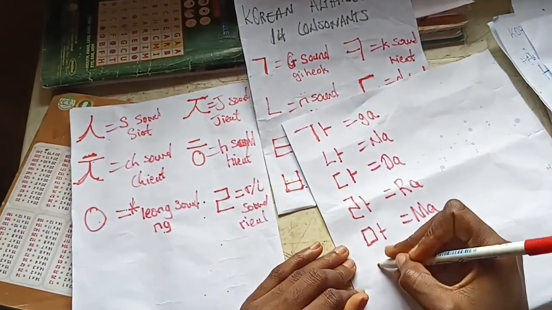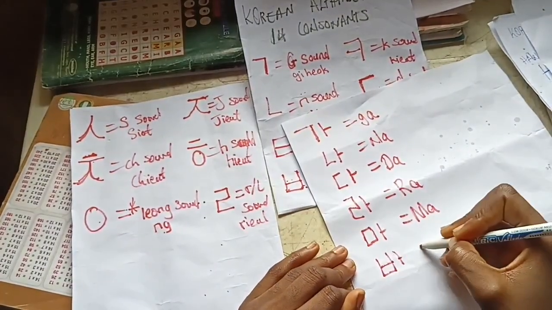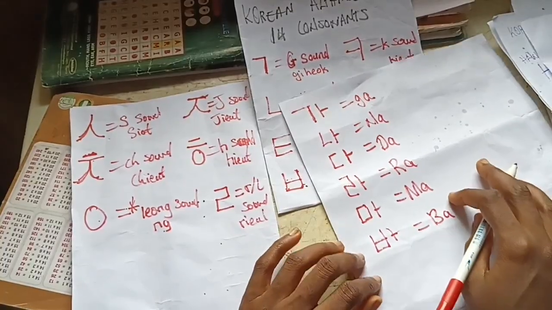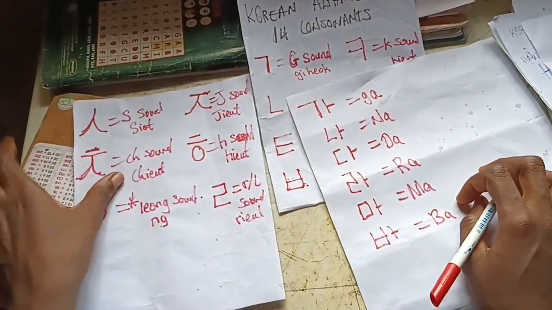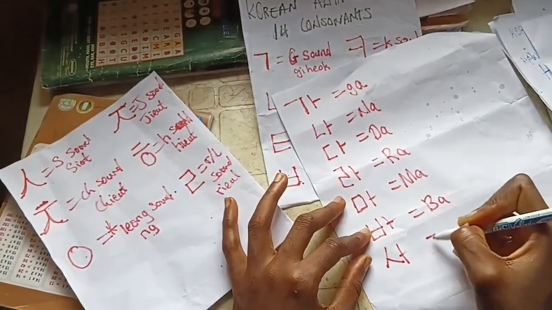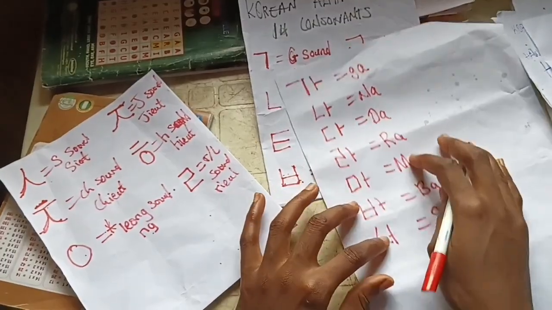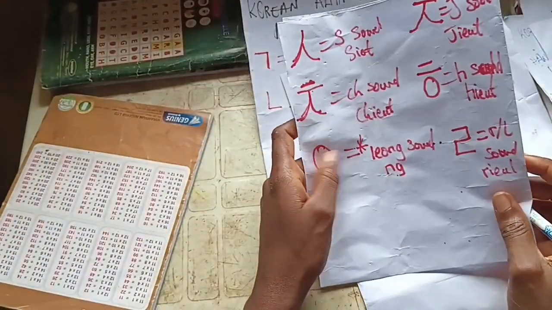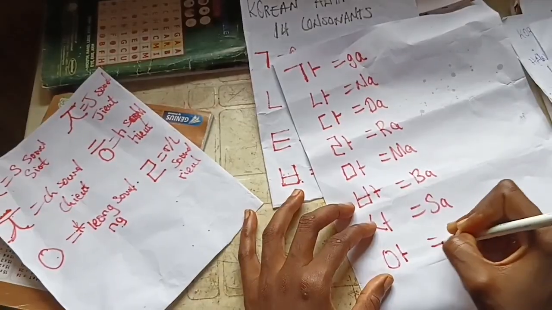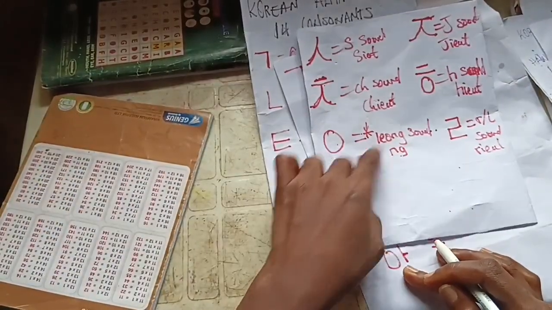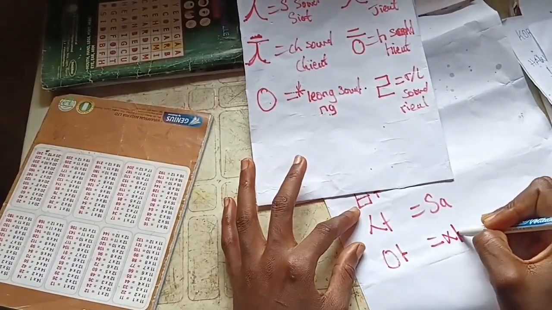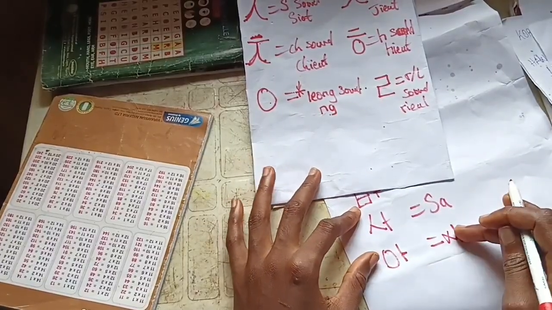The next one is the pa, the B consonant with A vowel, B, A. And then we have the S consonant, so it's sa, S, A. And then we have the ing consonant, that has no sound, it's O, A. Now remember when I was teaching it, I said it has no sound. It follows the sound of whatever vowel comes after it. So it's just pronounced as ah.